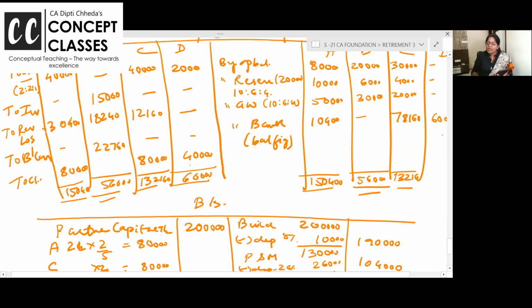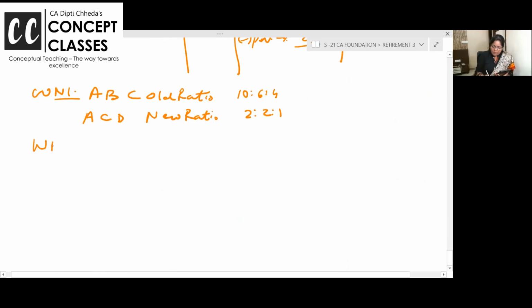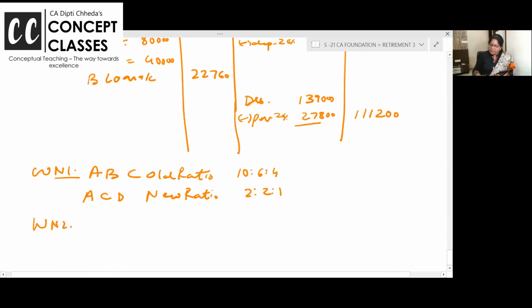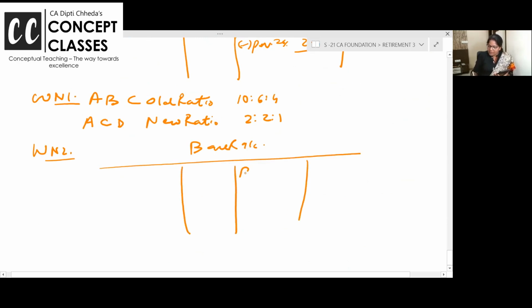And if cash is available, pay the bank overdraft, they said. So bank overdraft, they said, if surplus is there, pay the bank overdraft. So we will prepare a bank account only. I have written, नहीं बनाया ना, बैंक अकाउंट बनाते हैं. चलो, बैंक अकाउंट. Opening balance on the credit side, it's an overdraft. Opening balance bank overdraft is 44.